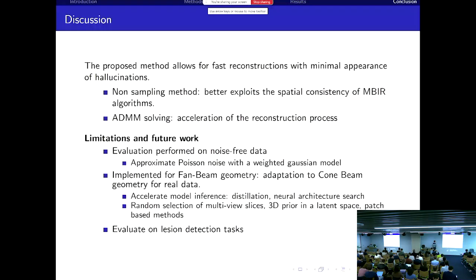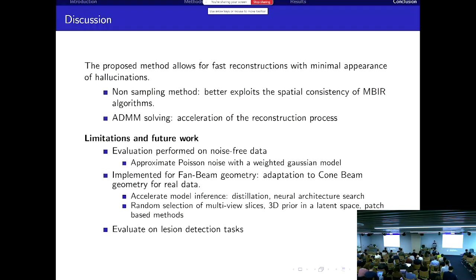And for future work, we would like to really evaluate this in noisy scenarios. So at the moment, we are in a noise-free situation. And for that, we would likely like to approximate our Poisson noise with a weighted Gaussian model, so we can still continue to use the conjugate gradient method.